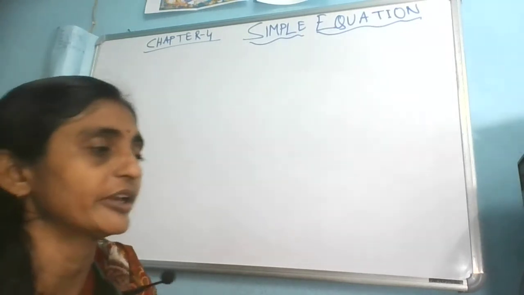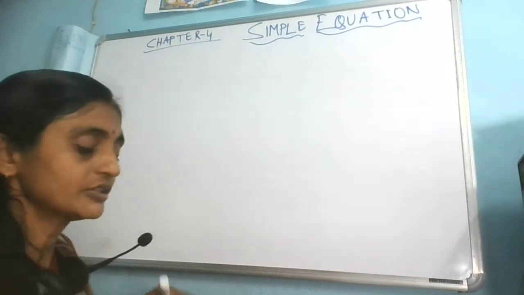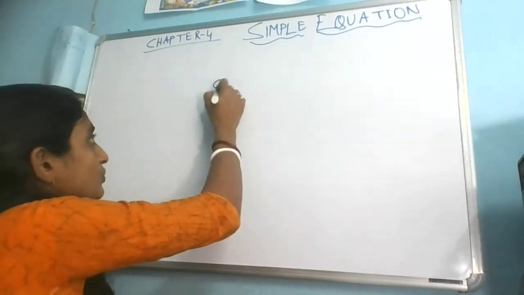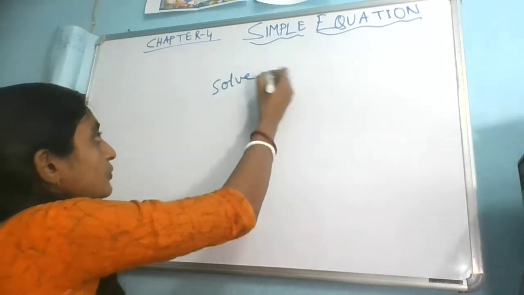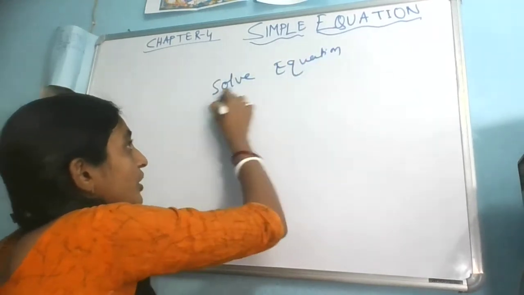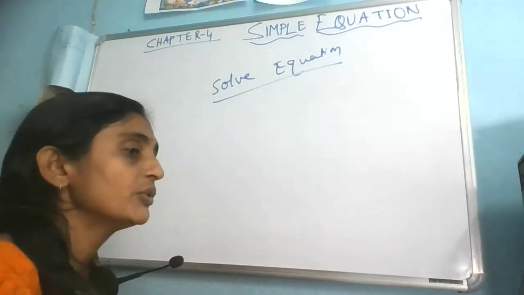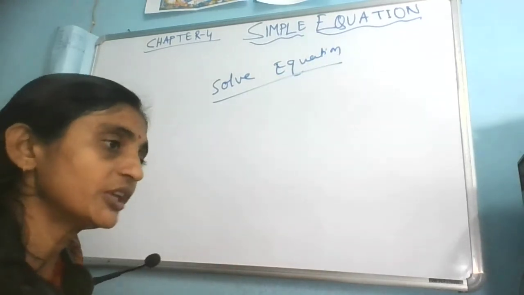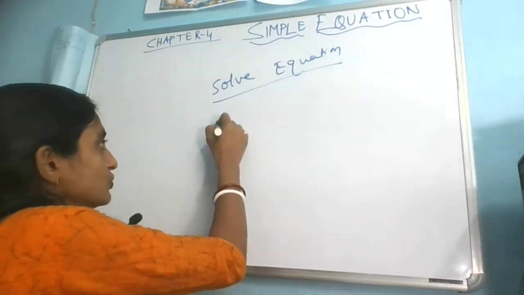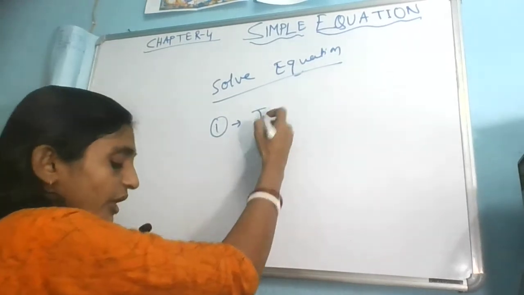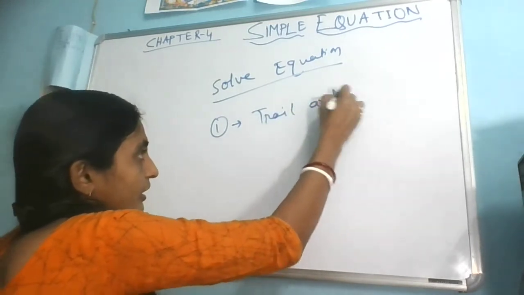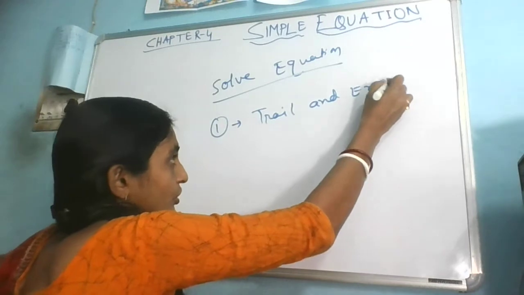Yes, this is the most vital part of this chapter. This is a way to solve equations. So what will we learn today? Today we will learn how to solve an equation. For that, here we will discuss three different ways. First, let's go for the trial and error method.